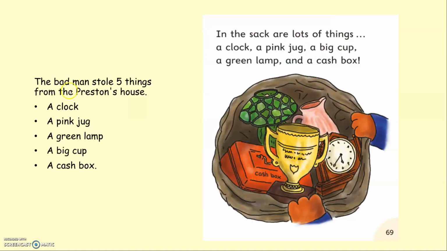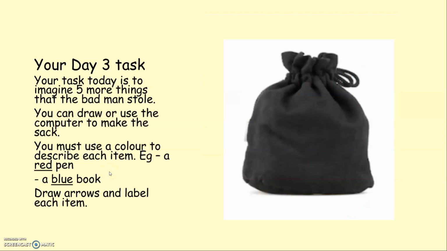So, in the book, the bad man stole 5 things from the Preston's house: a clock, a pink jug, a green lamp, a big cup, and a cash box. So these are things that the bad man stole from the Preston's house. It's a list of 5 things. 1, 2, 3, 4, 5. This is your day 3 task.